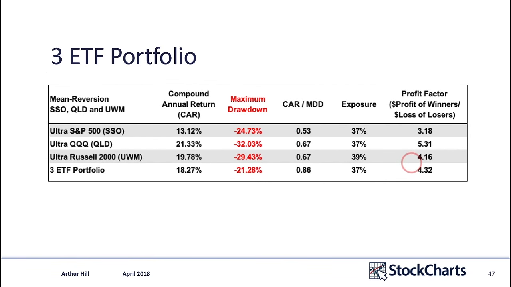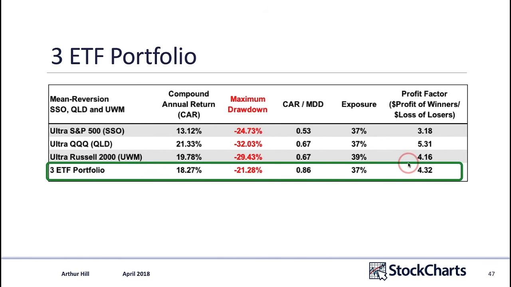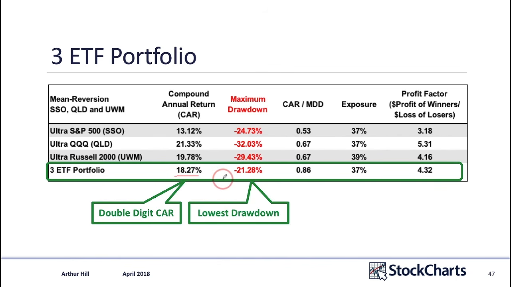So what happens if we do a portfolio approach instead? And here I've got a 3 ETF portfolio that I'm going to test. And I've got the results on the bottom. And it's an equal weight portfolio. And you get a signal from one, you take it. You get a signal from another, you take it. And sometimes you can have all 3 active, sometimes you're not. But using this portfolio approach, you can see that the compound annual return stays in double-digit territory. We have 18%. And look at the maximum drawdown.